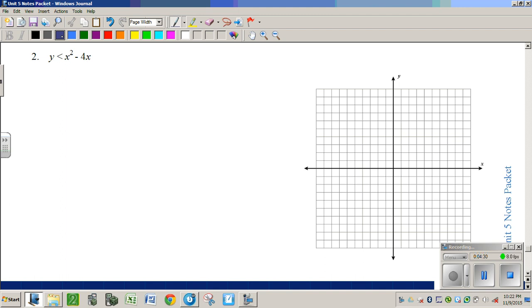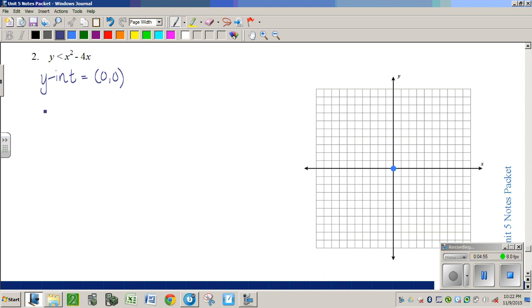I'm going to go ahead and say that this is in standard form, so my y-intercept in this case would be 0, because notice I don't have a c value here. So 0, 0 happens to be my y-intercept. Okay, and I'm going to go ahead and find my vertex.